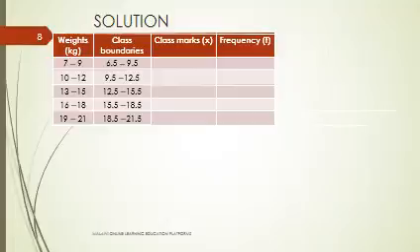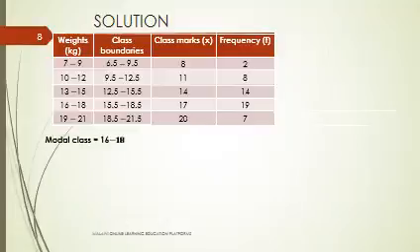The class mark is the same as the midpoint. You just add the values of the class interval, for example we have 7 and 9, so you add 7 plus 9, then divide by 2. So 7 plus 9 is equal to 16, divided by 2, which is 8. Then you do the same with the rest of the values. For frequency, you just copy and paste.